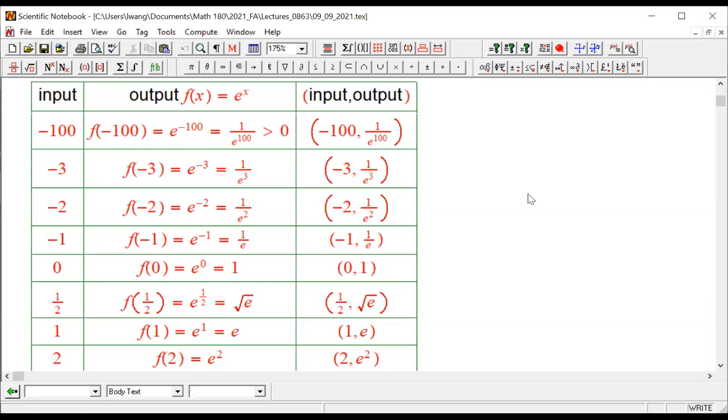Okay. When I look at this table, for each input, there's a unique output. And what are the numbers that will be qualified for input? Because we're thinking about domain, right? What are all the possible numbers that are qualified for input? All real numbers. That's right.